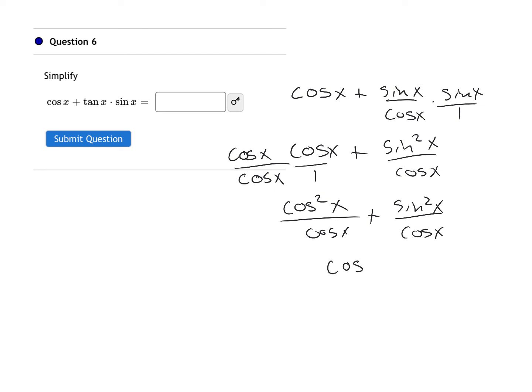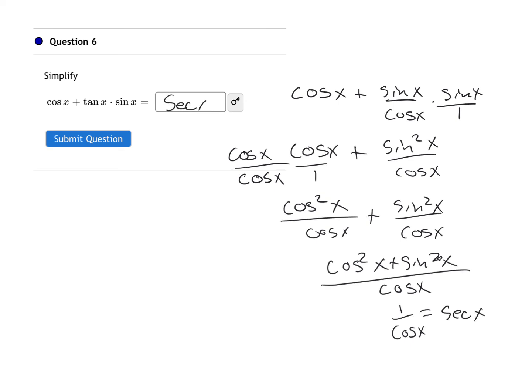So now I have cosine squared x plus sine squared x on top over cosine x on bottom. Well, cosine squared plus sine squared is equal to 1, so that's 1 over cosine x, and 1 over cosine x is equal to secant x. So my answer here should be secant x.